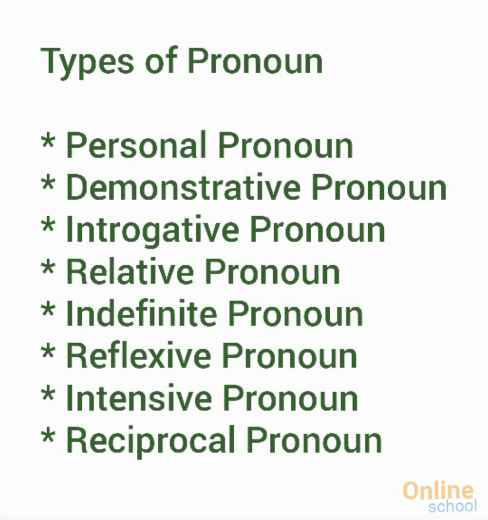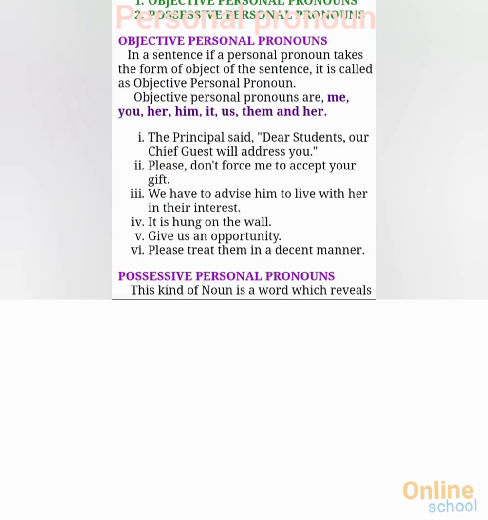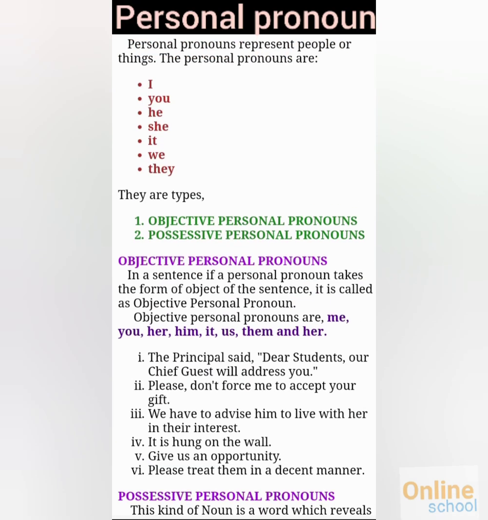Do you know what are the types of pronoun? The types of pronoun are personal pronoun, demonstrative pronoun, interrogative pronoun, relative pronoun, indefinite pronoun, reflexive pronoun, intensive pronoun, and reciprocal pronoun. Now let us know what is personal pronoun. Personal pronouns represent people or things. The personal pronouns are I, you, he, she, it, we, they. There are two types of personal pronouns: objective personal pronouns and possessive personal pronouns.